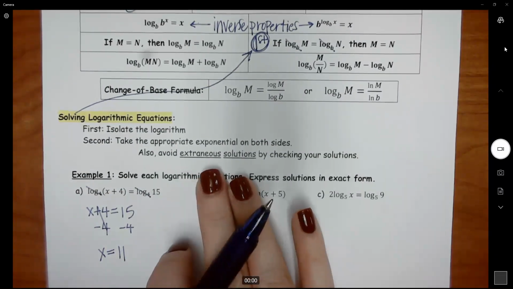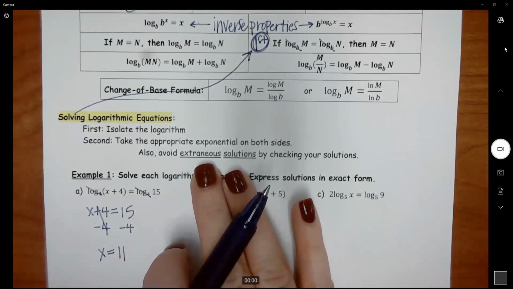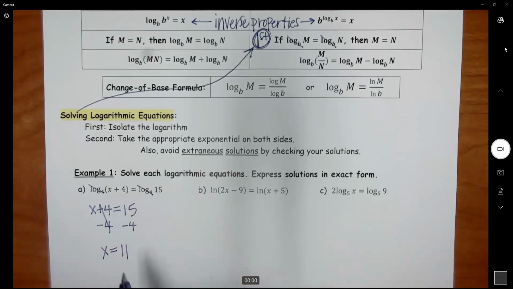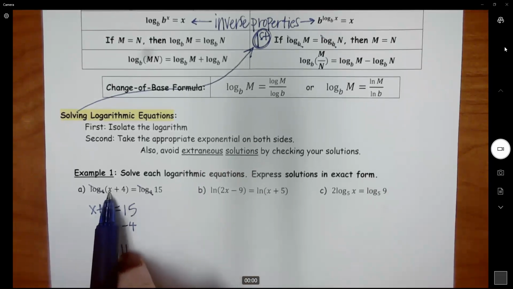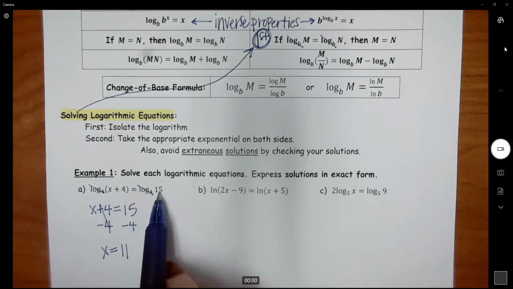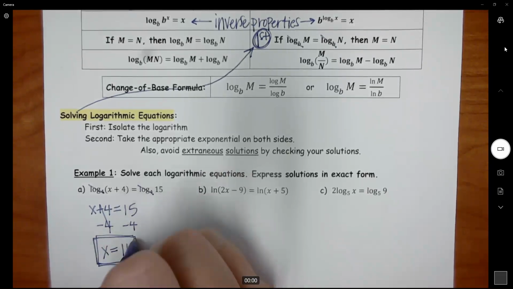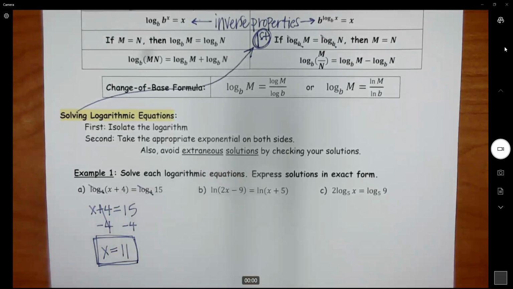Now you do need to make sure you don't have any extraneous solutions. Remember, you can't have any negatives in logs. It's not part of its domain. So when you plug it back in, you have 11 plus 4, that's positive, and you already have a 15 here. And so x does equal 11 for this first one.